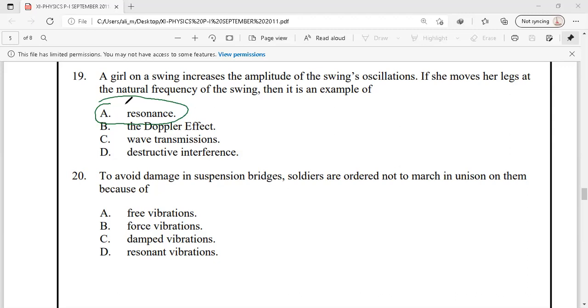To avoid damage to the suspension bridge, soldiers are ordered not to march in unison on it, because of the resonant vibration. If all the soldiers are marching in step and passing through the suspension bridge, there is a risk of matching the natural frequency of that bridge, which will start vibrating with a greater amplitude. So option D is the right answer.